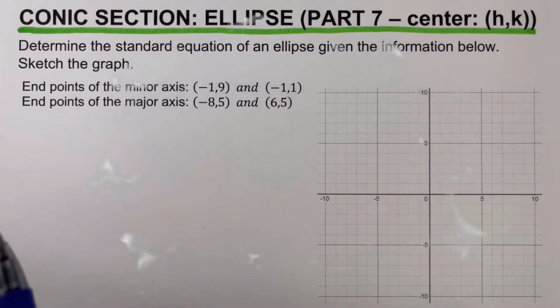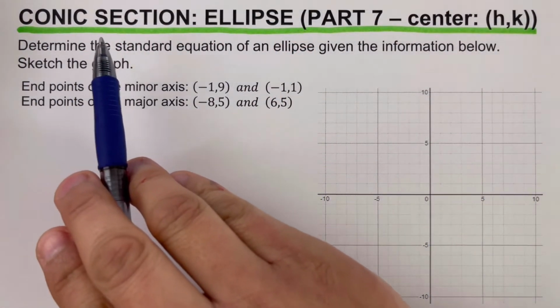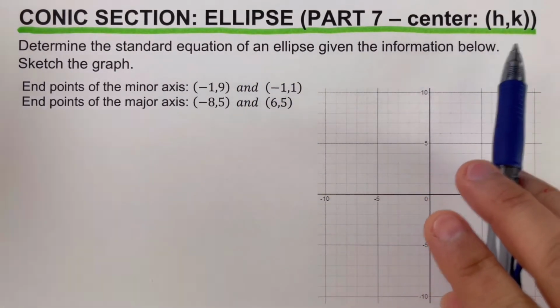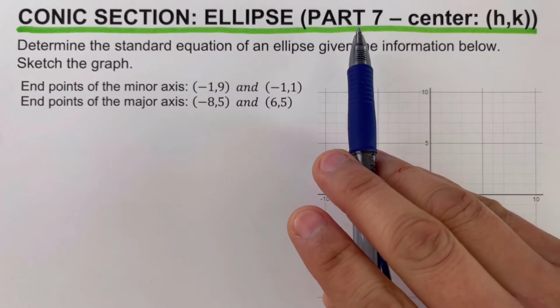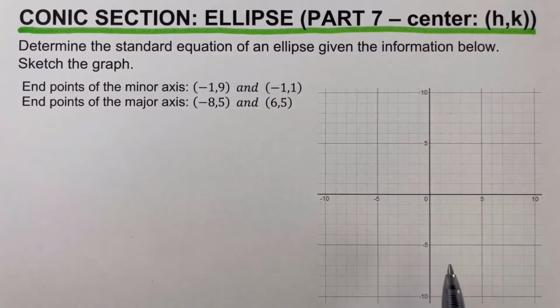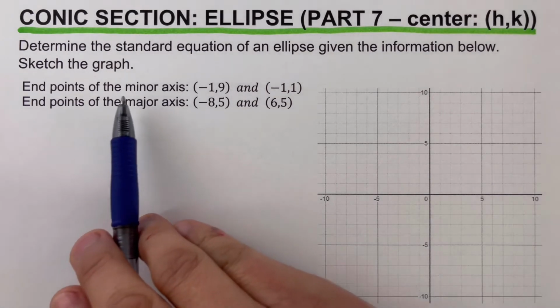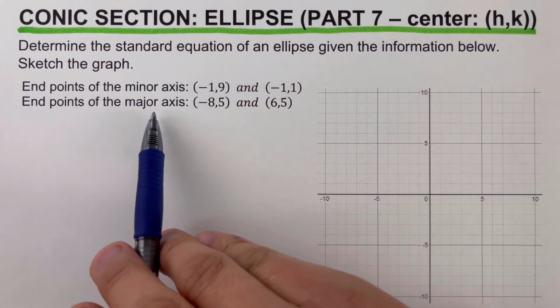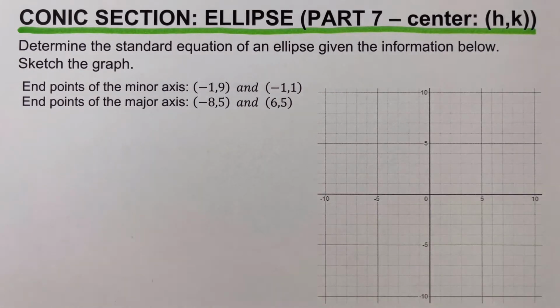Hello everyone. This video would focus on conic section, specifically on ellipse with center at (h, k), and this is the 7th part. In this part, we're supposed to determine the standard equation of an ellipse. We sketch the graph of that ellipse given the endpoints of the minor axis and the endpoints of the major axis. Before we go over this example right here, let's have a review on the parts of every ellipse and the two cases of an ellipse with center at (h, k).